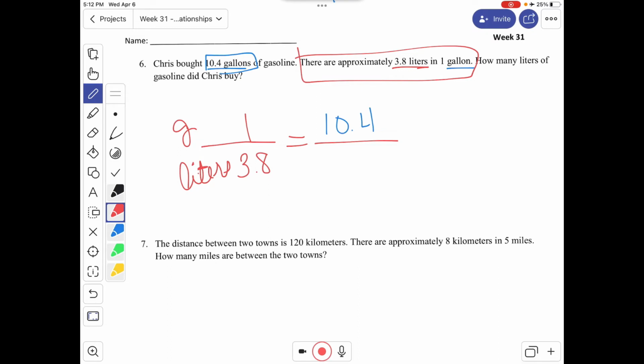What could I do to 1 to make it 10.4? I would need to multiply by 10.4. So if I do that on bottom, I'll have the answer. 10.4 times 3.8.